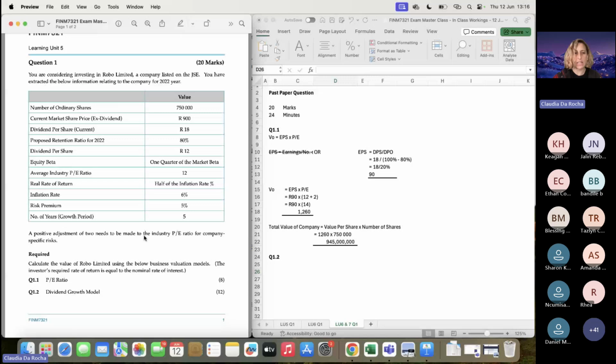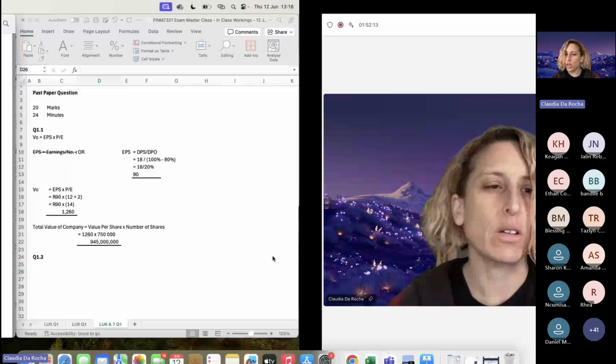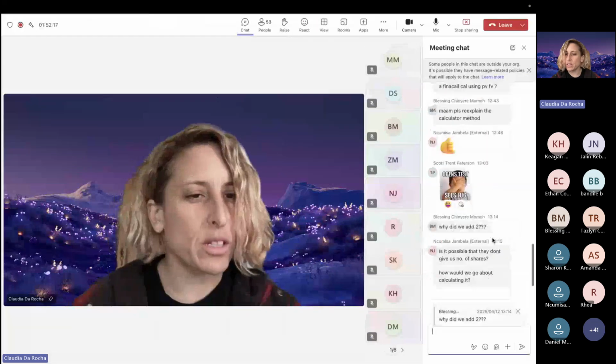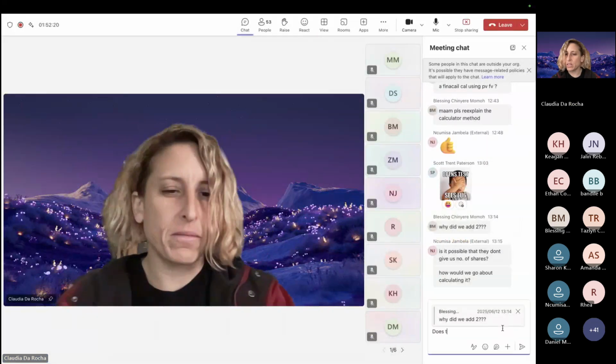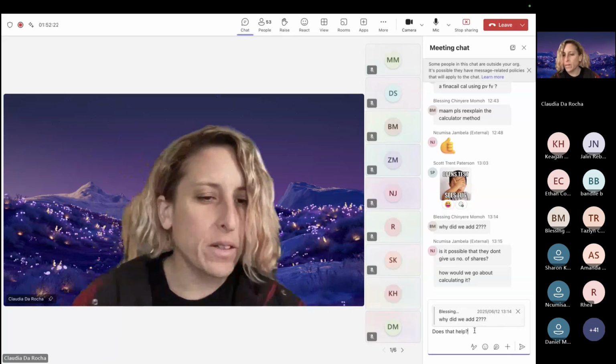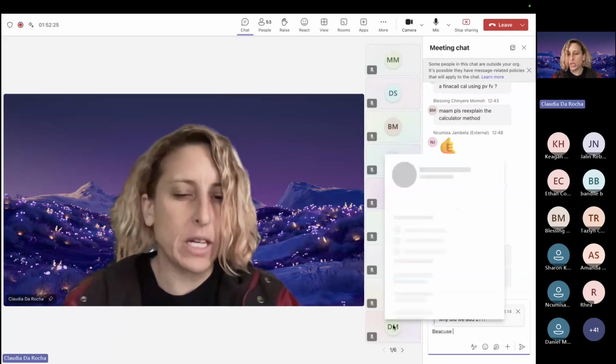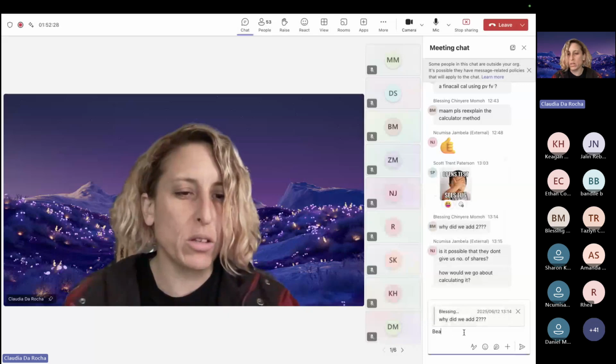Because here it said a positive adjustment of 2 needs to be made to the industry price earnings ratio for its company specific risks. So what's critical is when we're doing these questions, we are wanting to answer for the company, because the question's asking us to calculate the value of Robo Limited. That is what it is asking us. Okay, I hope that answers your question there. I'm just also going to respond on the chat so that you have it as well.